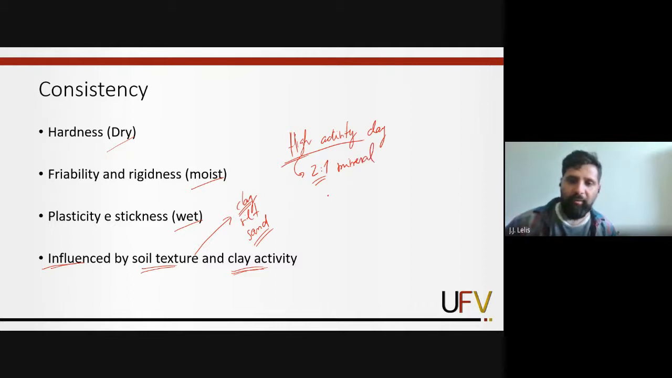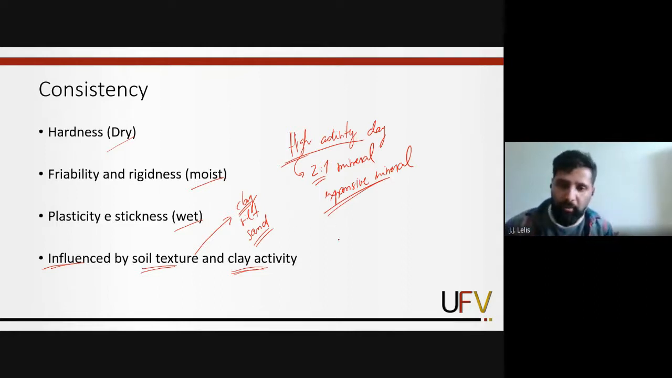So we have expansive minerals. They are materials that undergo a shrink and swell process according to the humidity of the soil. So if you have a lot of water or low water content, they will undergo a shrink or swell process. And this is a high activity clay.